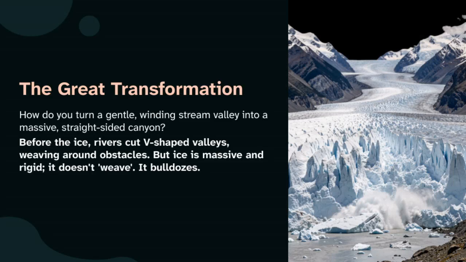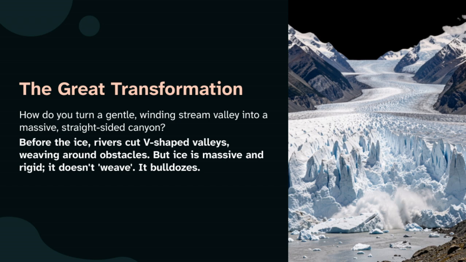The slide asks, how do you turn a gentle, winding stream valley into a massive, straight-sided canyon? Before glaciation, many upland valleys were shaped by rivers. Rivers create V-shaped valleys because they mainly erode downwards. They also flow around obstacles, creating winding valleys with interlocking spurs. Interlocking spurs are ridges of land that stick out alternately from each side of a river valley.